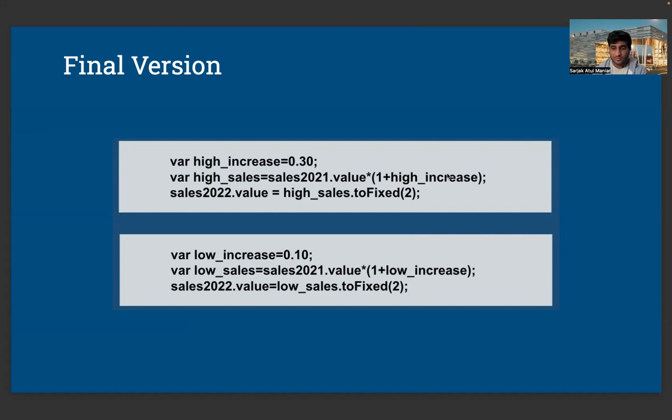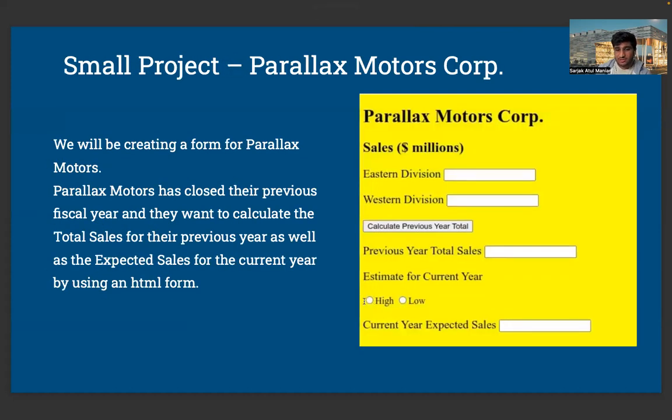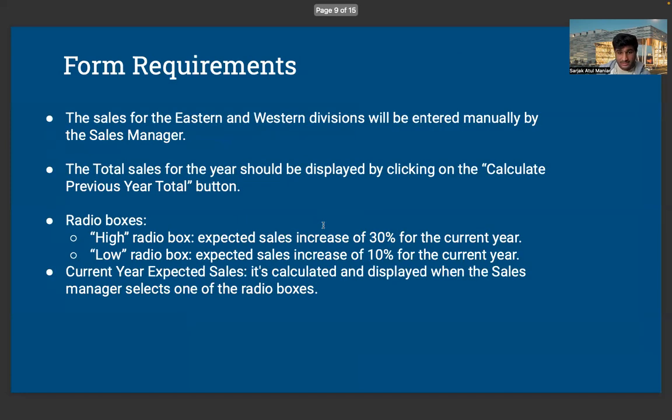And then we simply want to output the result to our last text box field by using this particular syntax. This is the ID of the last text box field dot value equal to high sales dot toFixed over here. I'm talking about this particular field. So once the user clicks on high or low, any one, the end user should be able to see the value over here for the total sales current year expected sales result, right? So that's for you guys to work on.